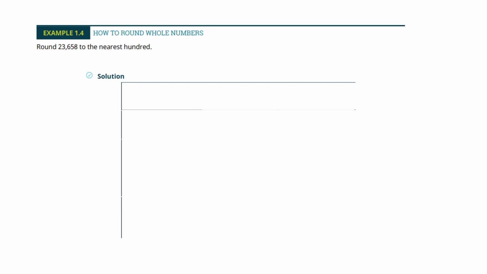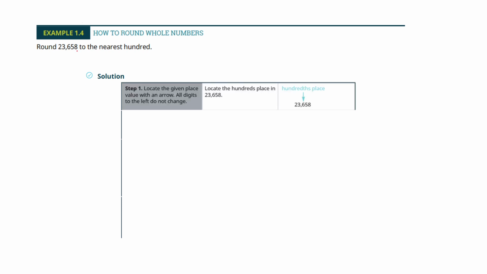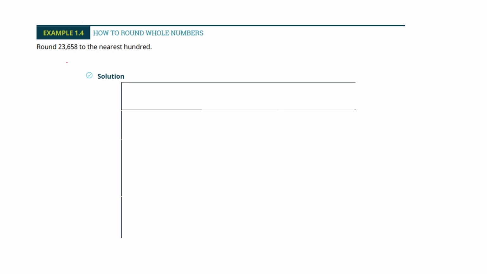So I want to round this to the nearest 100. Okay, so I'm going to bring this over here. What we're going to do is find the place that we're looking for. We want to look at the hundreds place. Now, let's look at the number that's directly behind it. Do you remember your rounding rules? So this is a 5. So 5 or greater, you're going to round up. So this becomes 23,700.